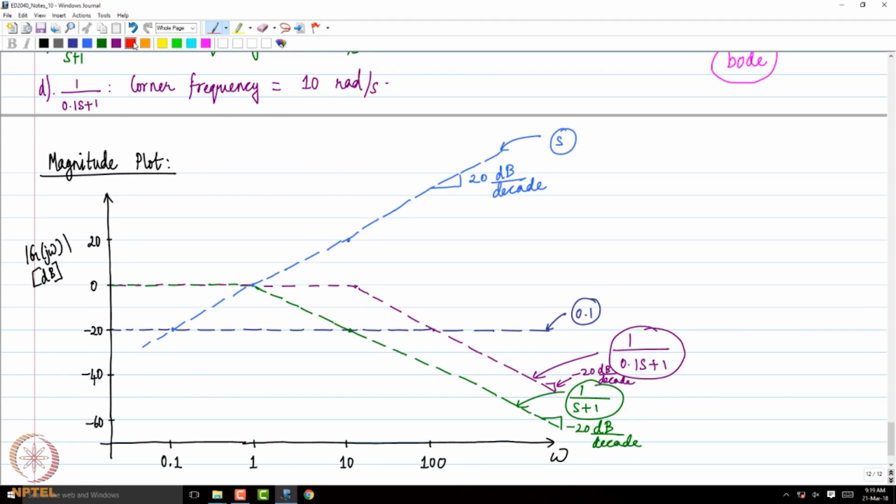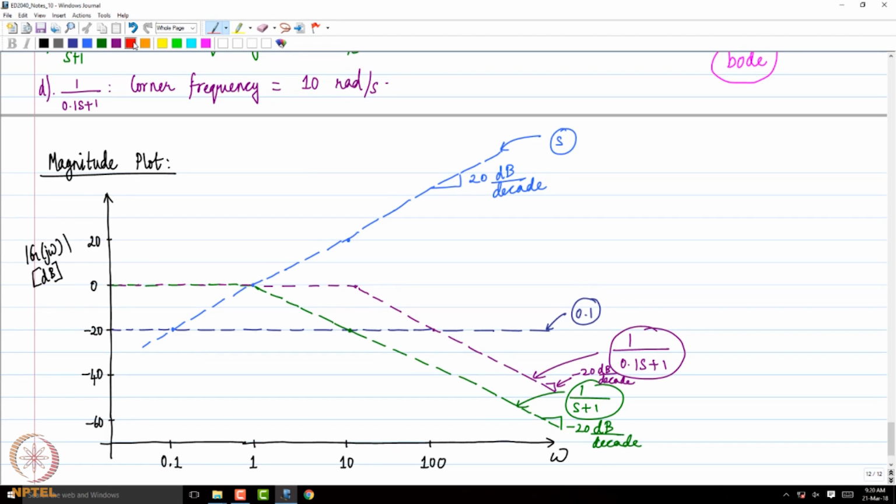How can I add them? So you see that the s term is going to affect throughout all frequencies, right? And the minus 20 decibels per decade term also will affect throughout all frequencies. And the 1 by s plus 1 and 1 by 0.1 s plus 1 terms' effects will come in starting from the corresponding corner frequencies, because till those corner frequencies, the contribution is 0 decibels, right?